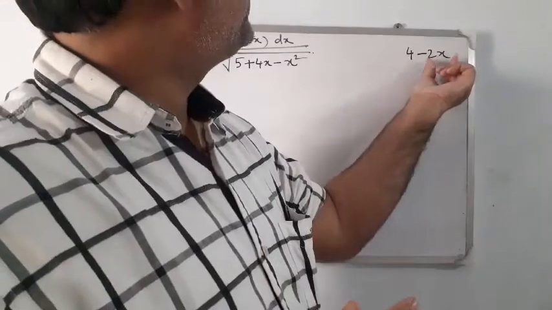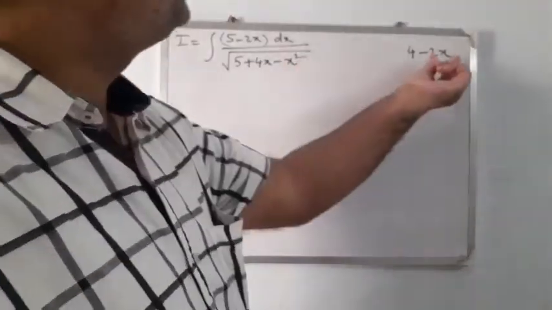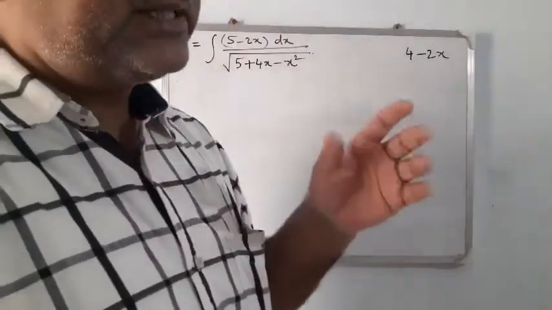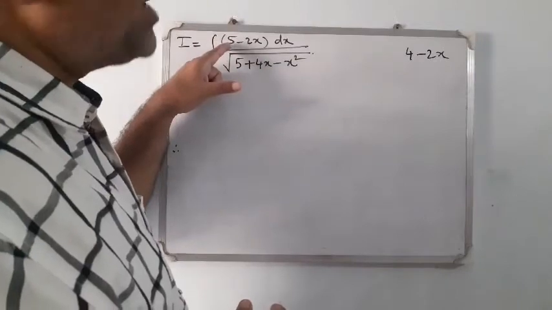So first of all, check the coefficient of the variable, that is minus 2. So minus 2 is here, minus 2 is here. So now this problem is very easy. What you have to do? You have to simply add and subtract the constant.